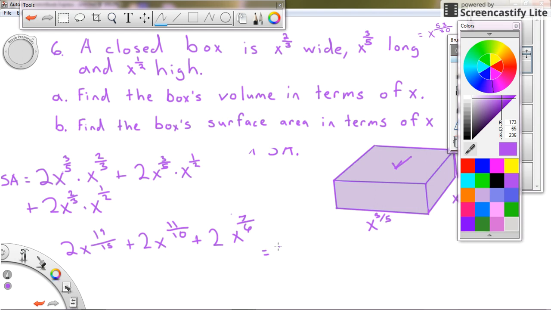We can factor out the 2 and say that this is 2 times x to the 19 over 15. I know this is sloppy. It's not my greatest work. I'm a little bit rushed. Plus x to the 11 over 10 plus x to the 7 over 6. And again, this is kind of a mess, but once we know what x is, we can plug this into our calculator and get some real results.